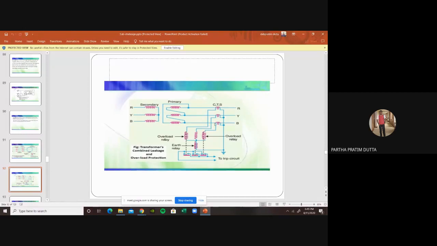But if there is any earth fault, suppose there is an earth fault over here, so this point and this point are points of the R phase, and this point is the same point. So current flowing through this comes to the earth fault relay and goes to this point. So overcurrent and earth fault both activate. So in this way, the entire zone will be operating.